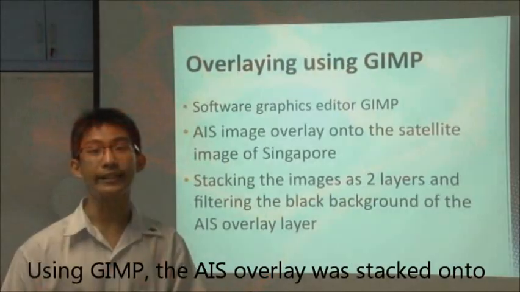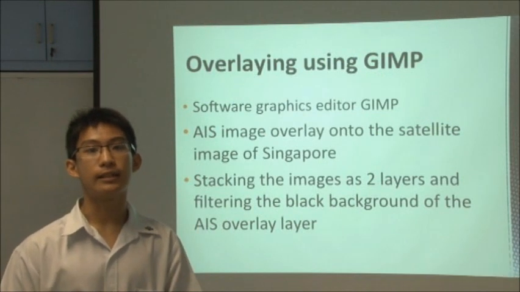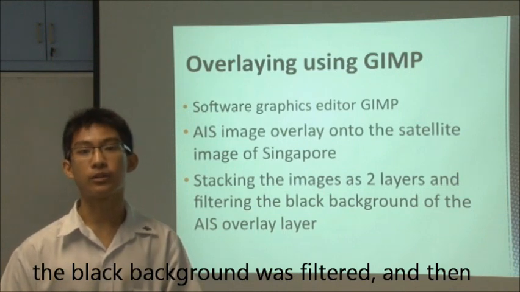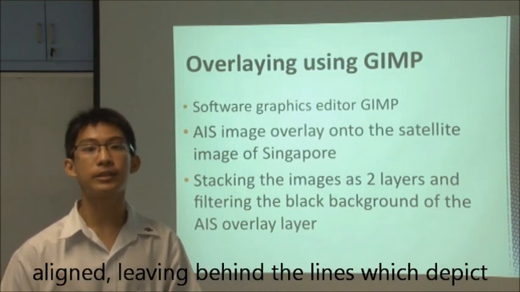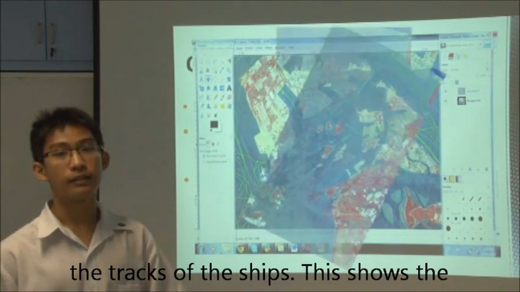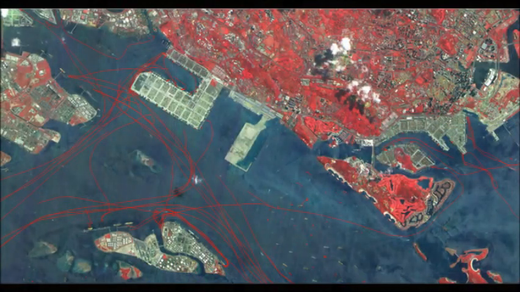Using GIMP, the AIS overlay was stacked onto the satellite image of Singapore as 2 layers, and the black background was filtered and then aligned, leaving behind lines which depict the track of the ships. This shows the edited superimposed image.